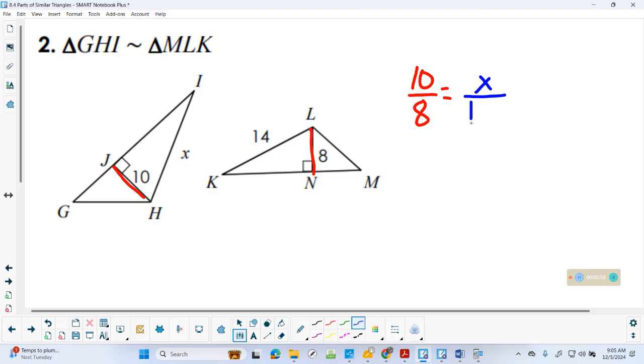X over. Got it. All right, solve it. You don't have any other choices for this one. You do get a decimal for this one. Just, you got it, 17.5. All right, let's take a look at the third one.